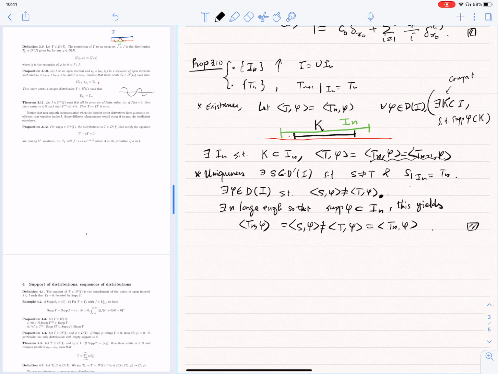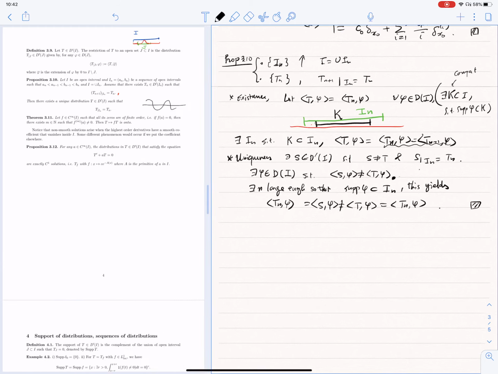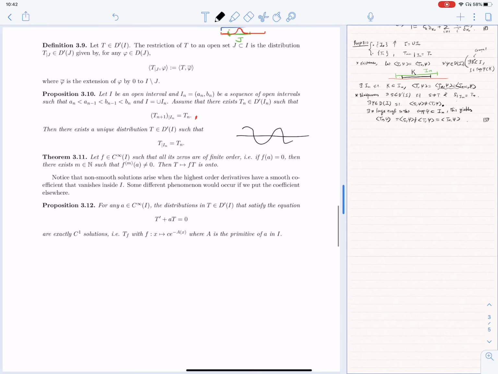Okay, so there indeed, if we can find a localizing sequence which is consistent, then we have a global solution to a certain problem. And this is how we are going to prove Theorem 3.11. Let's just recall what we're going to prove.